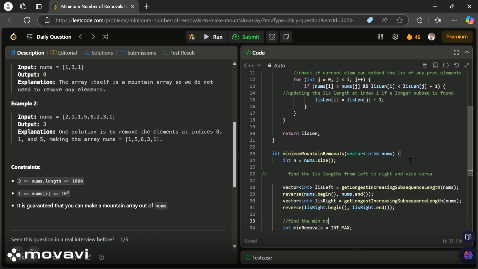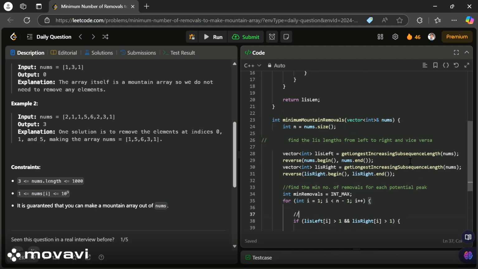Time and space complexity. Time complexity: O(n squared), due to the nested loops in the LIS calculation. Space complexity: O(n) for storing the LIS lengths.